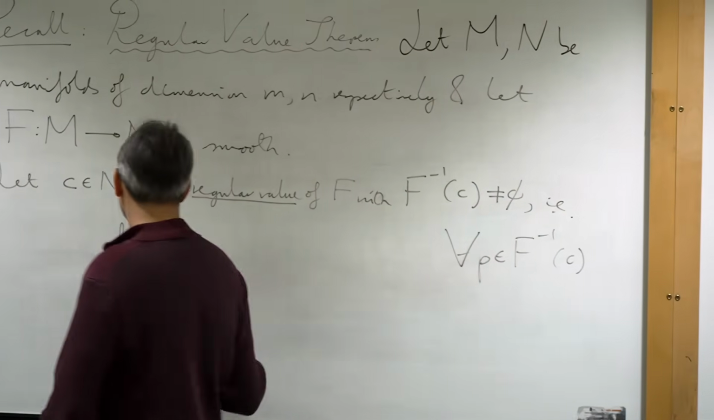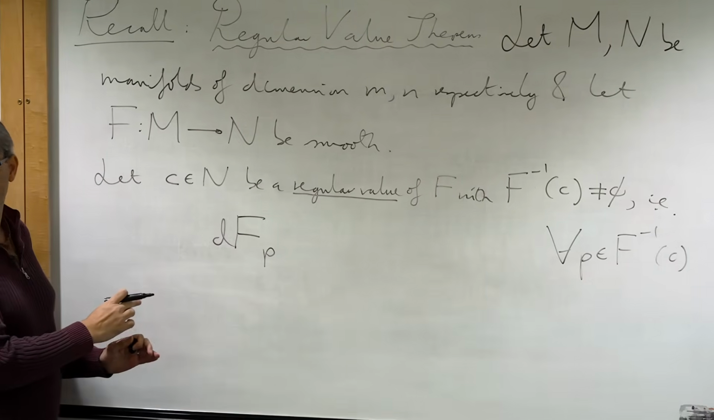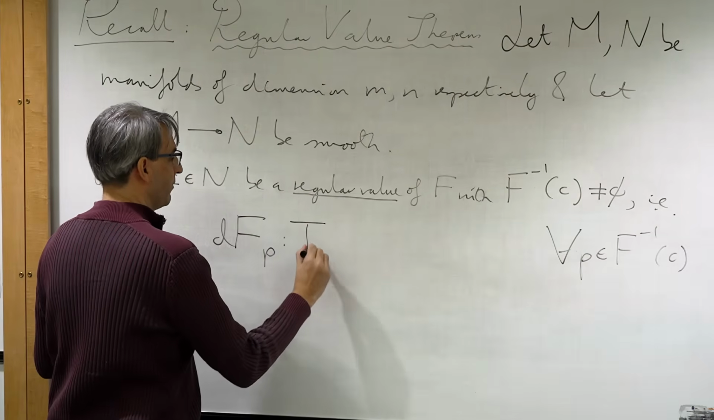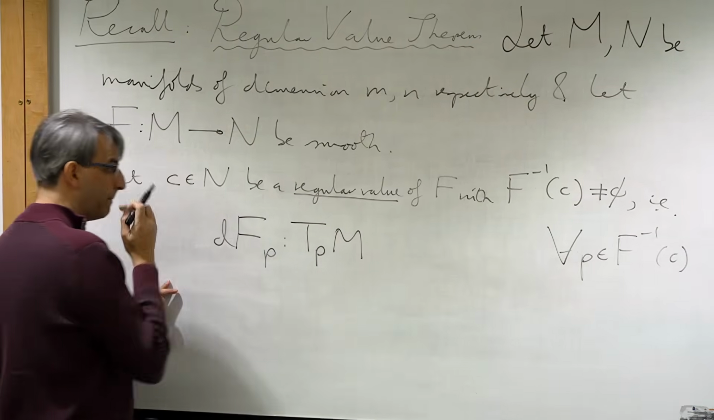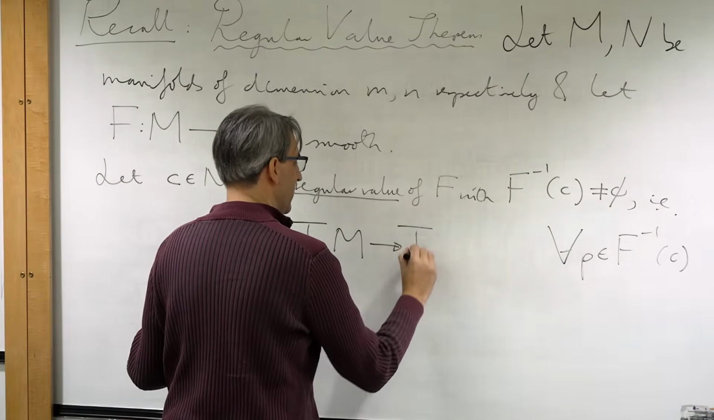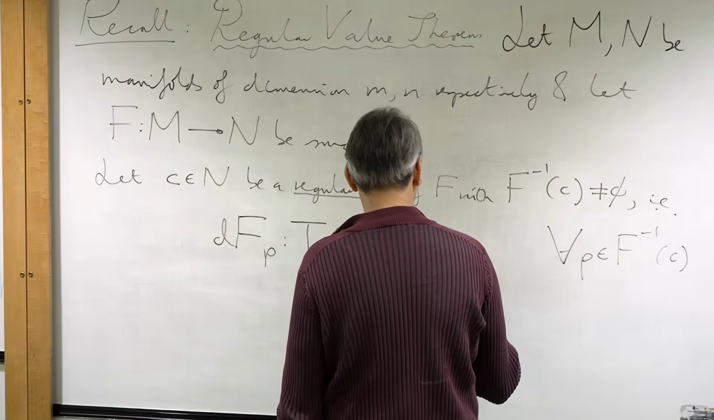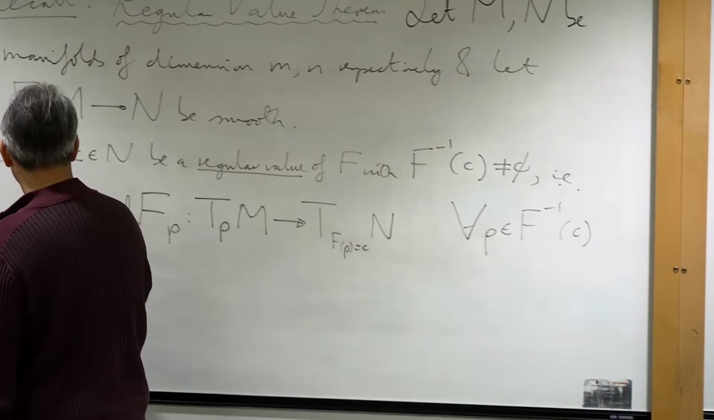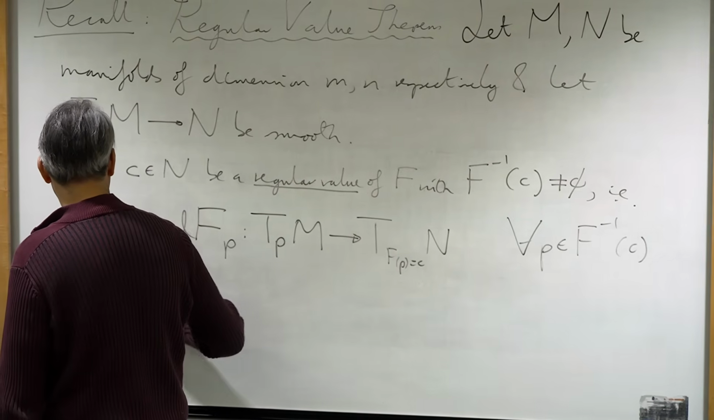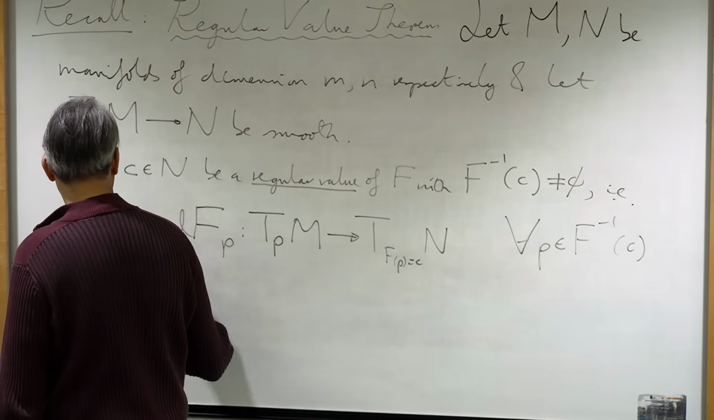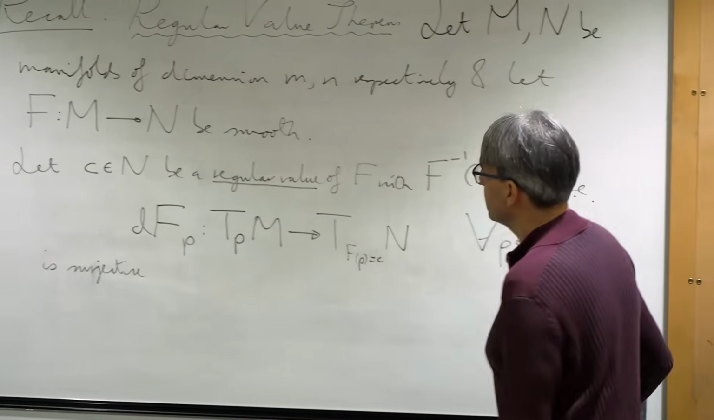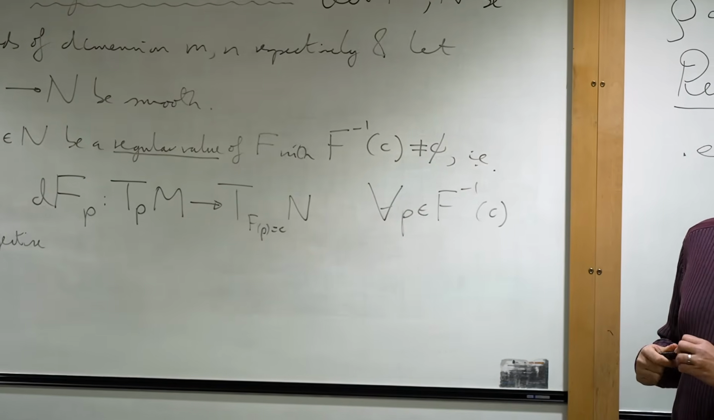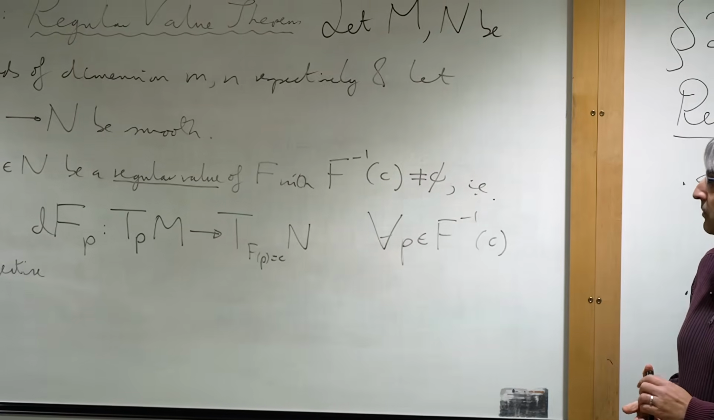If I take the differential, maybe use a capital D here. I'm going to use a small d. It doesn't matter what your notation is. Whatever makes you happy. This is a map from the tangent space of M at p, and it goes to the tangent space at F(p), which is, of course, c, of N. And what I want is that this is surjective, for all the points in F inverse of c. Okay, that's what I want. That's what it means to be a regular value with a non-empty level set.